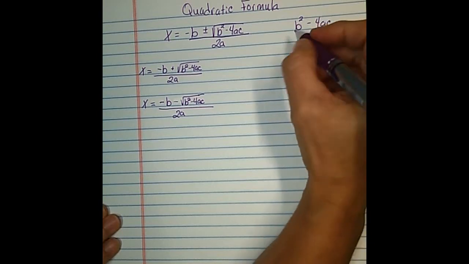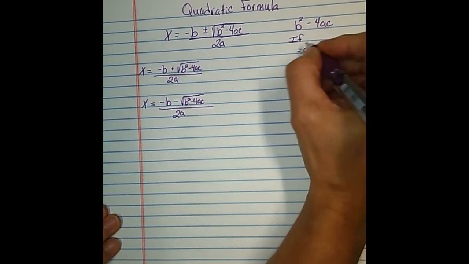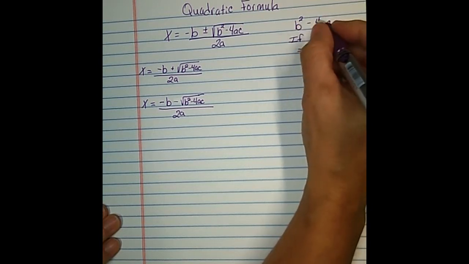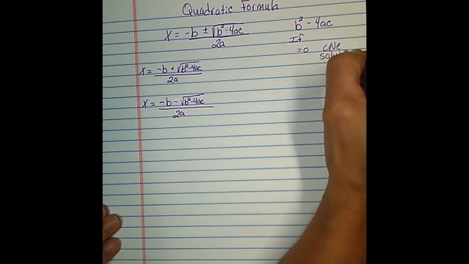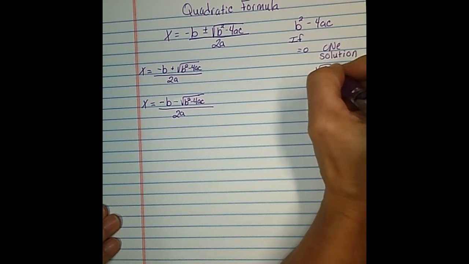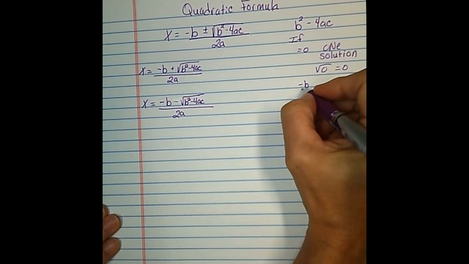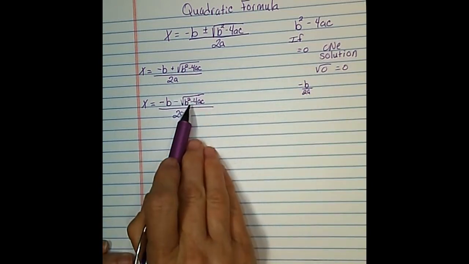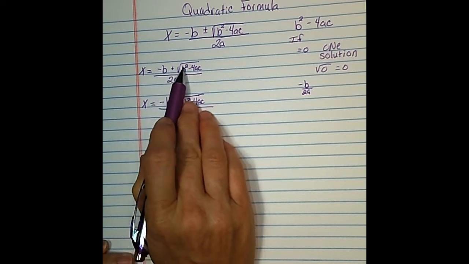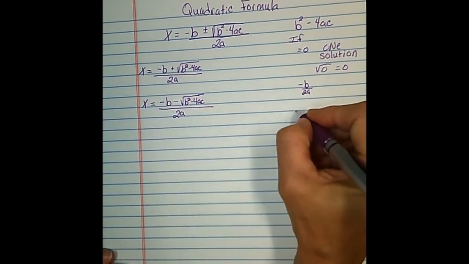So here it is. If my discriminant, which is b squared minus 4ac, equals 0, I have one solution. Which makes sense, because the square root of 0 is 0, and that leaves me with negative b over 2a. Because if I put 0 in here for the root, I've just got negative b plus 0 and negative b minus 0. That's just negative b over 2a.